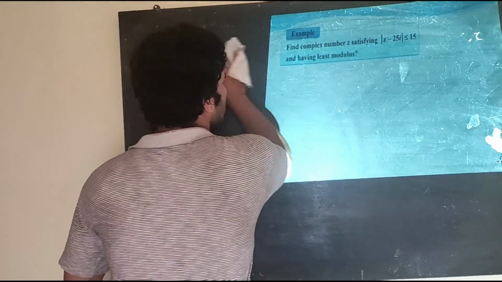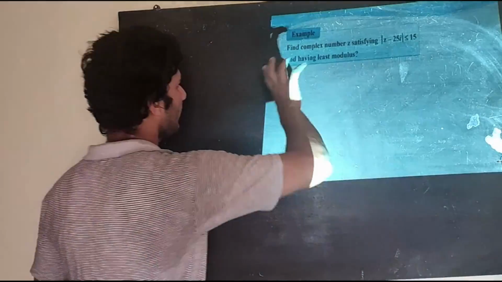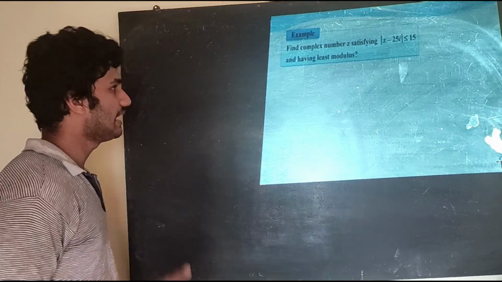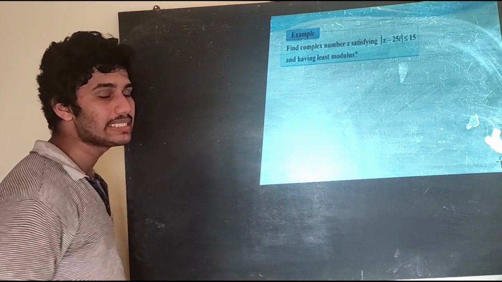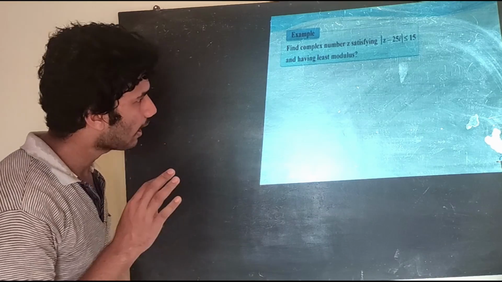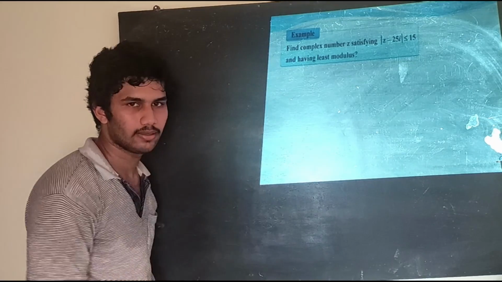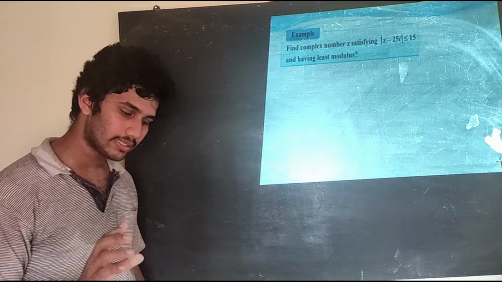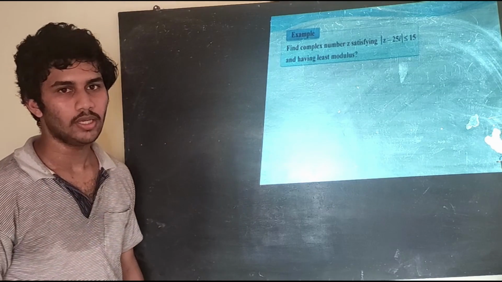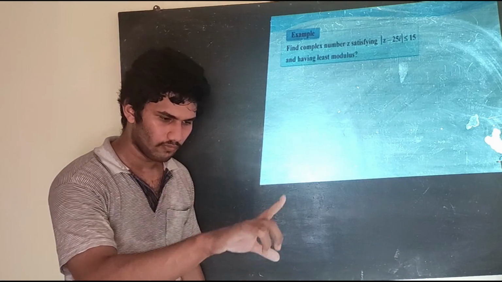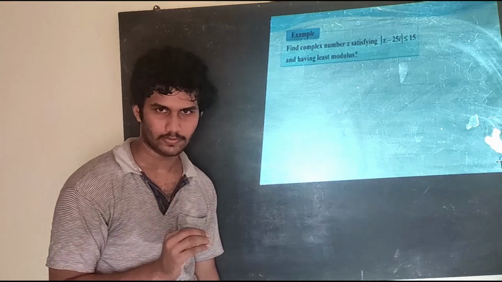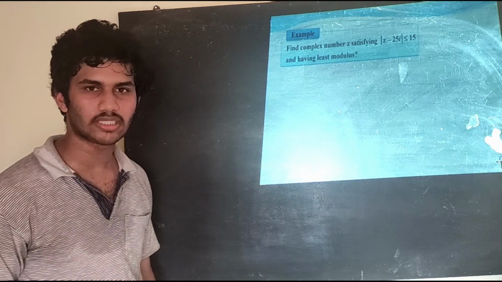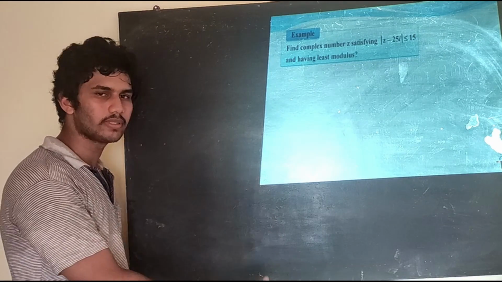This is a very good question. Find a complex number z satisfying modulus of z minus 25i less than or equal to 15 having least modulus. That means our aim is to find the z which has the least modulus. Modulus means it is the distance from origin. So you have to find a point z where the distance from origin is the least. That is the understanding of this question. If you visualize this, it will be damn simple. So I'm moving on to the answer.